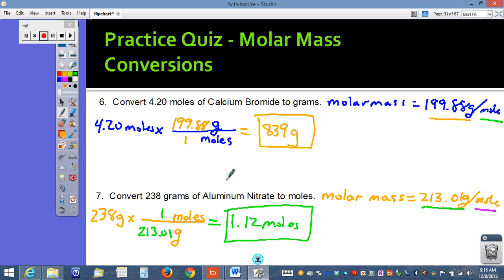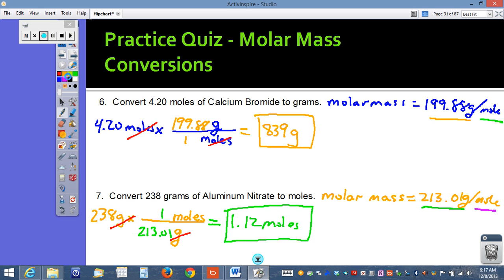Let's look at the difference between the two problems. While we always start with a given, then we always use the conversion factor. The difference is what unit goes where. Whatever the unit is on top has to go on the bottom so they can cancel out and leave you with the desired unit.